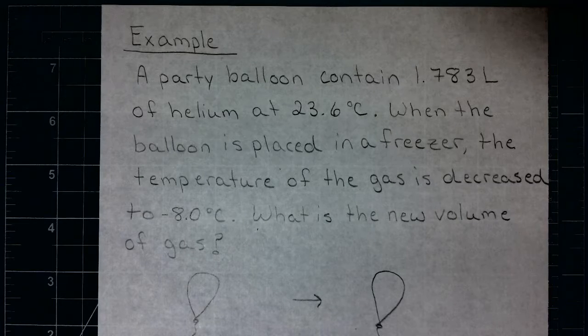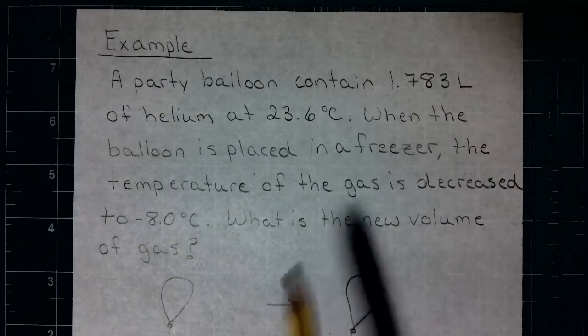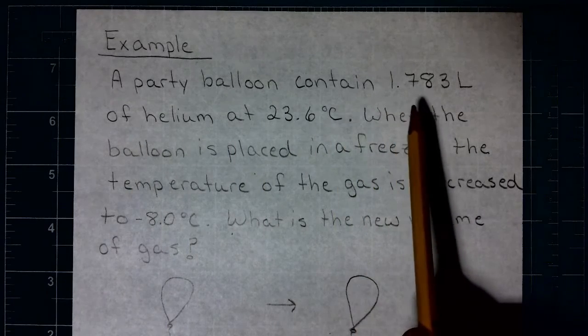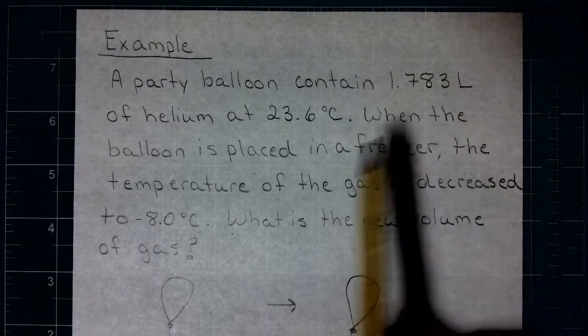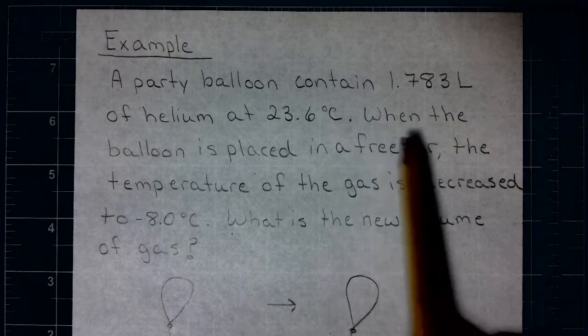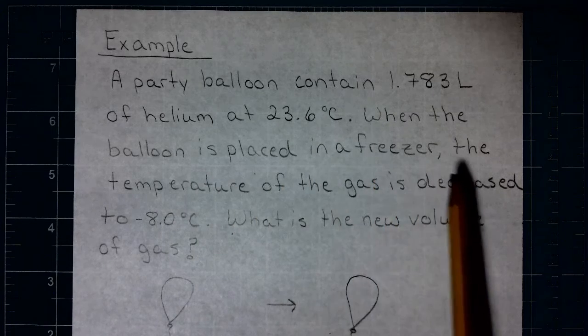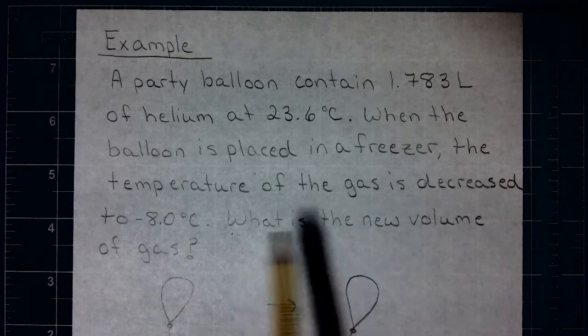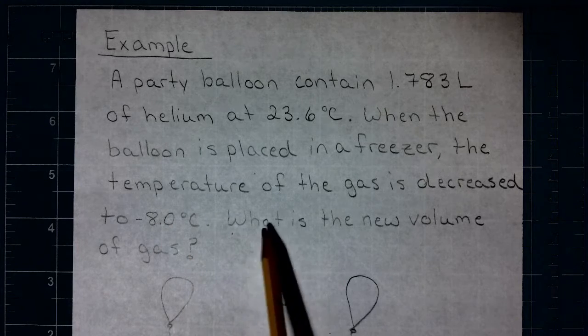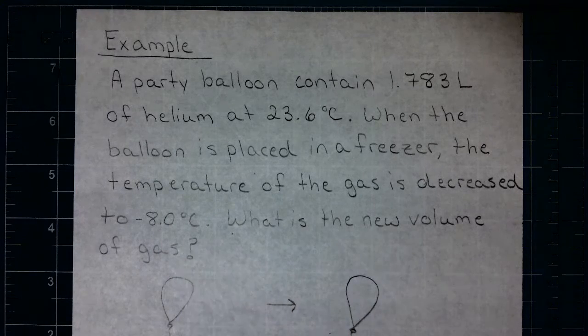So next, let's take a look at a Charles' law problem. A party balloon contains 1.783 liters of helium at 23.6 degrees Celsius. When the balloon is placed in a freezer, the temperature of the gas is decreased to -8 degrees Celsius. What is the new volume of the gas?